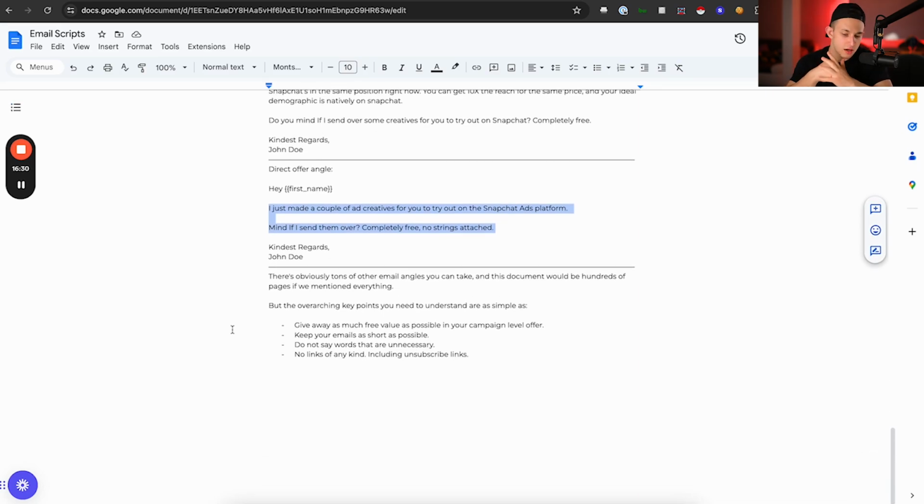Now, there's obviously tons of other email angles, right, that you can take. Again, if I were to really sit here and try to tell you guys about every single email angle, this video would be hours upon hours upon hours. But the real takeaway is not to use these 3 specific angles. It is to have the mindset of how to do cold email properly, okay?